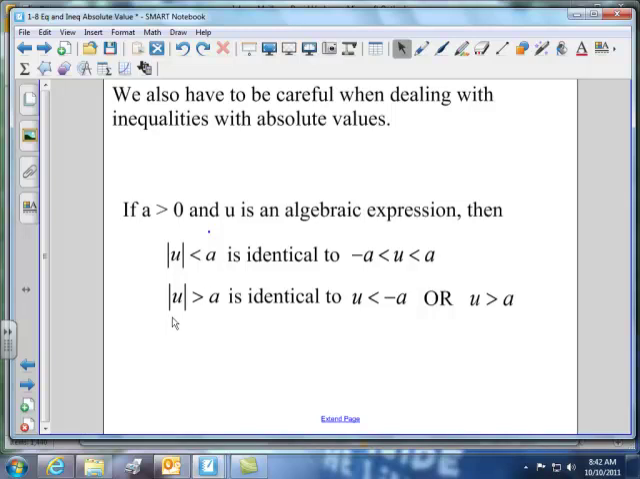If we have the absolute value of u is greater than a, then that is identical to what's called a disjunction, where you say u is less than negative a. I want you to notice something here. To get this statement, u is less than negative a, you flip this inequality sign around, so that became less than, and you make that a negative. So u is less than negative a, or u is greater than a, which follows right along with what was done here.